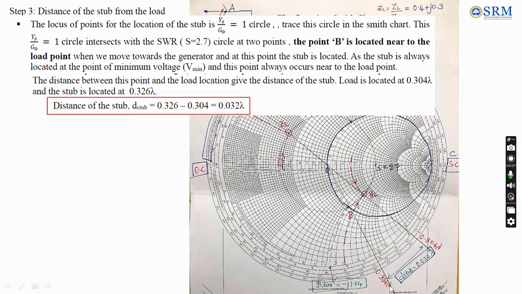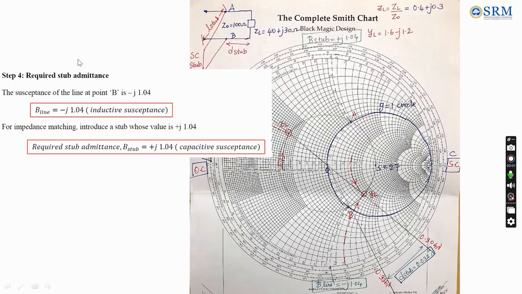So extend it outwards. So this is the D stub. Location of the stub is this only. So the difference between these two wavelengths will give me the D stub value. Now let us see how to find the required stub admittance.